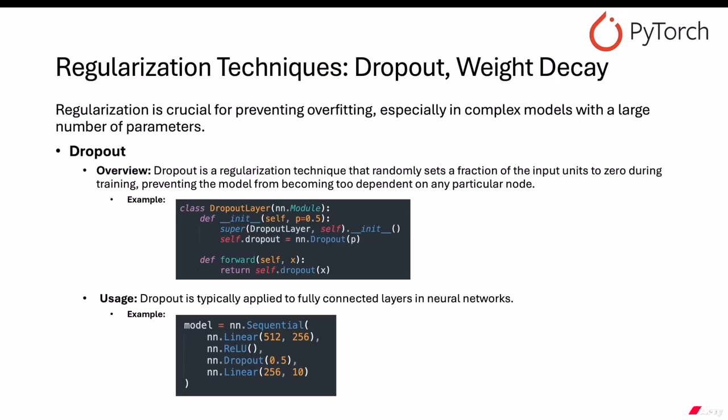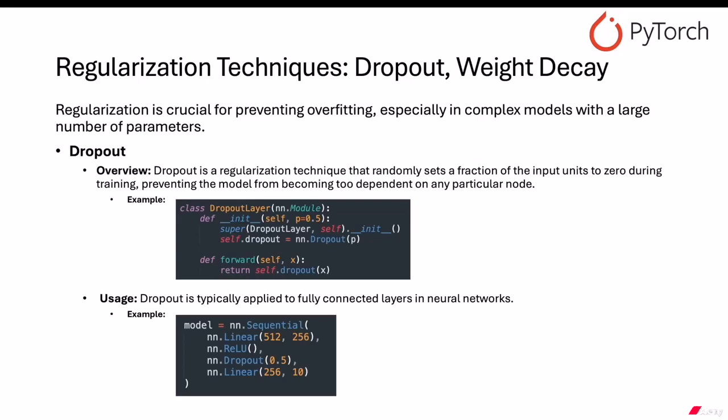Here is an example. DropoutLayer(nn.Module). I have my init and forward methods. Inside init, I am passing self and p equal to 0.5. Call the super, passing the class object DropoutLayer and self, and initialize it, and self.dropout equals nn.Dropout(p). In the forward function, pass self and x and return self.dropout of x.